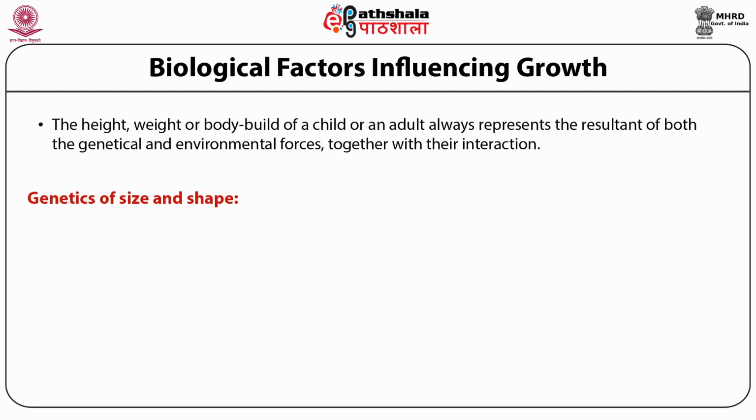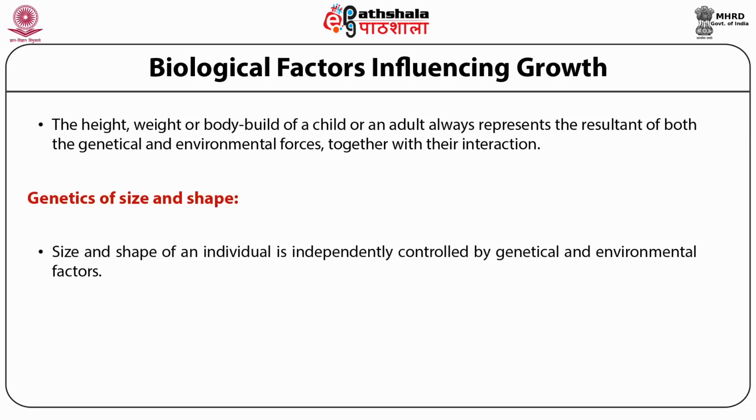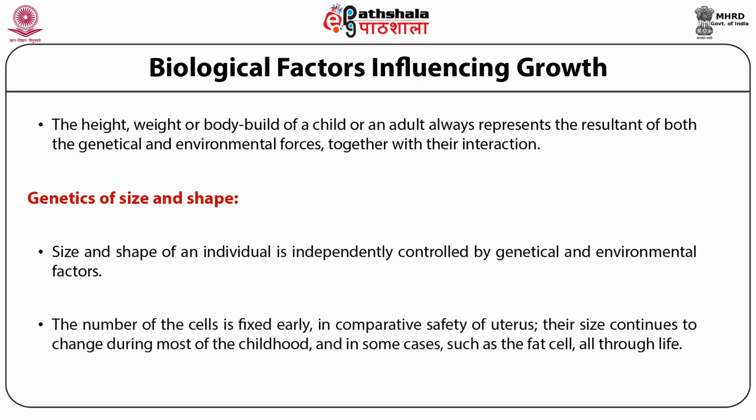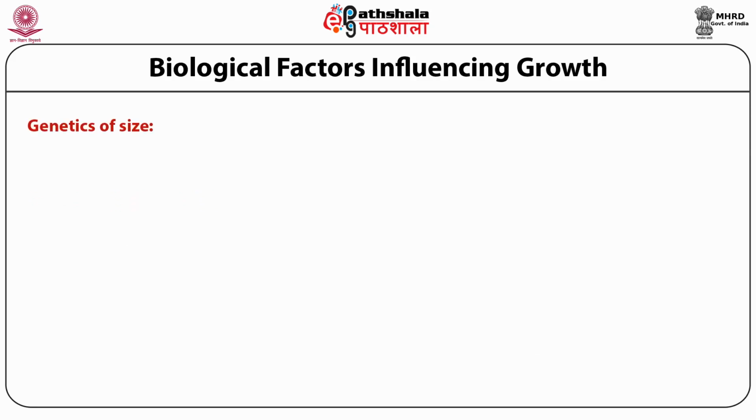Genetics of size and shape. The size and shape of an individual is independently controlled by genetical and environmental factors. The genetical mechanism of shape is more difficult than that of size, because shape signifies primarily how the cells are distributed, while size characterizes more the sum of sizes of various cells. The number of cells is fixed early in the comparative safety of the uterus. Their size continues to change during most of childhood and in some cases, such as the fat cell, all through life.